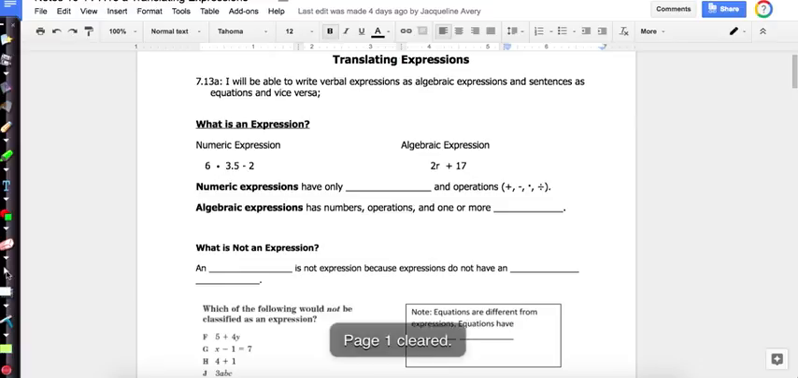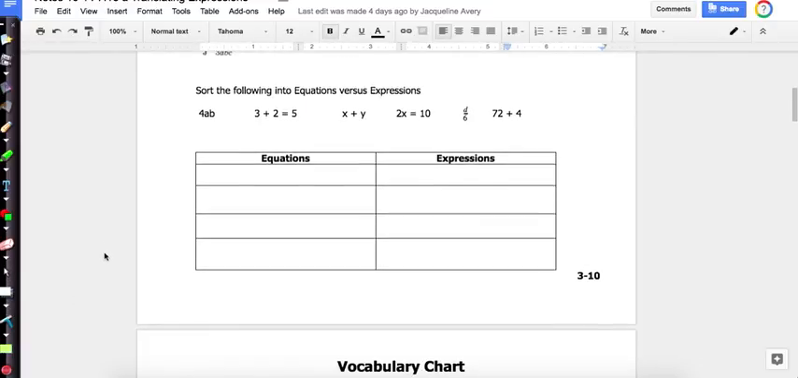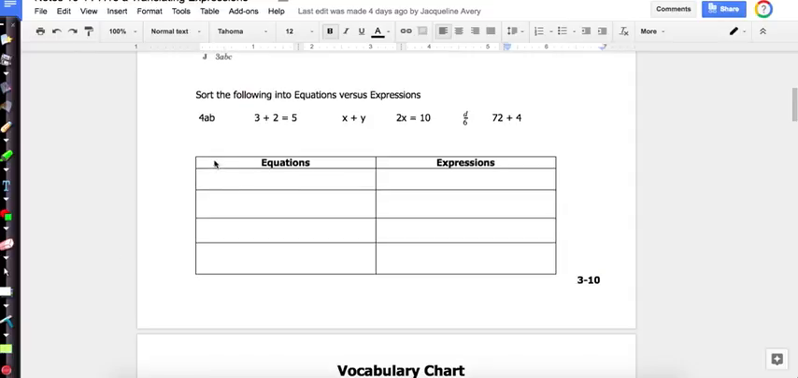Okay, so let's do the sort below. And if you think you know what an equation is versus an expression, go ahead and pause the video. And after you've completed the sort, turn it back on. And you can fast forward through it to see how you did. Okay, welcome back if you paused the video.